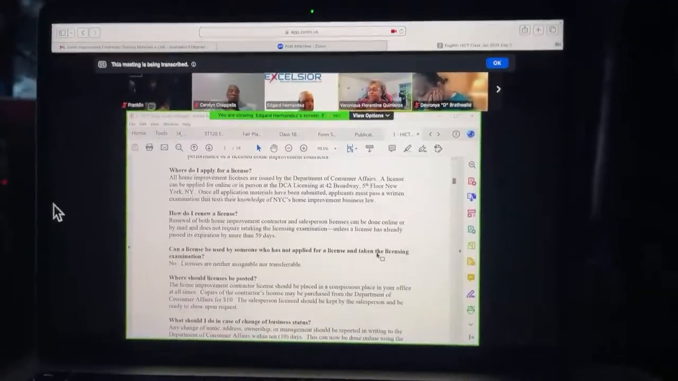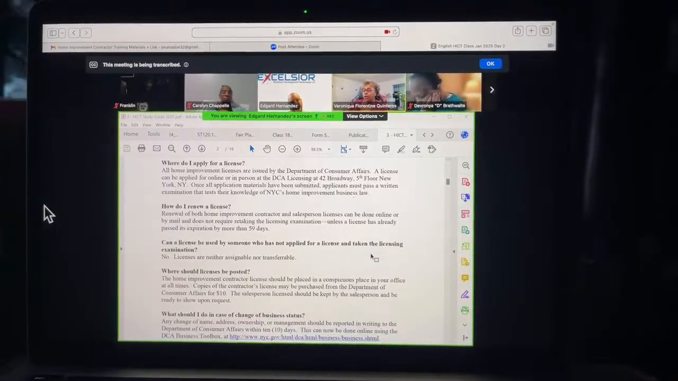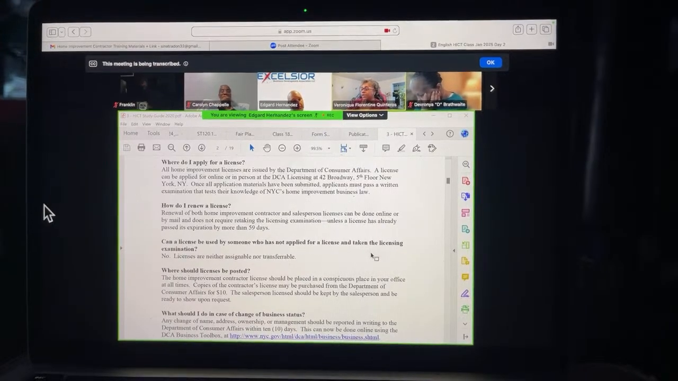Where do I apply for a license? All home improvement licenses are issued by the Department of Consumer Affairs. A license can be applied for online or in person at the DCA licensing at 42 Broadway, 5th floor, New York, New York. Once all application materials have been submitted, applicants must pass a written examination that tests their knowledge of NYC home improvement business law.